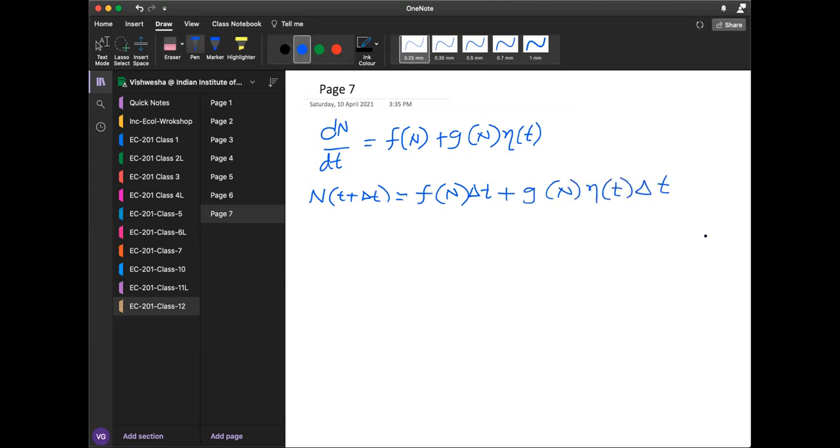Is that correct? Let us assume the following. Let us assume that n is equal to z, which is the position of the animal. Is that fine?